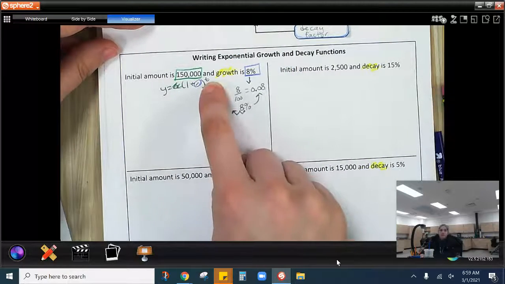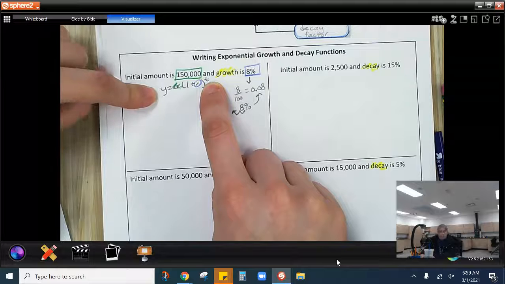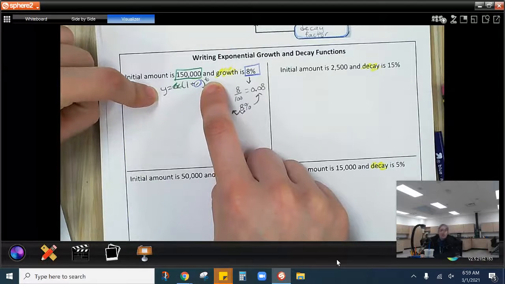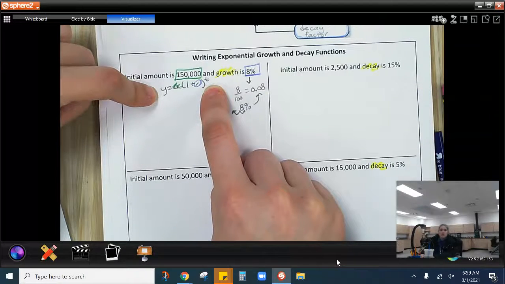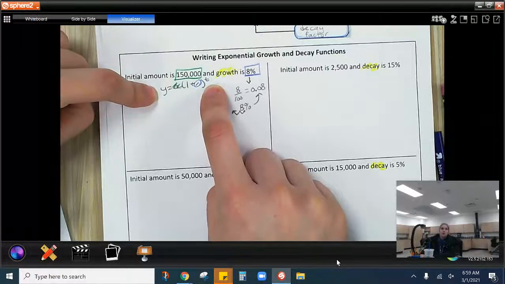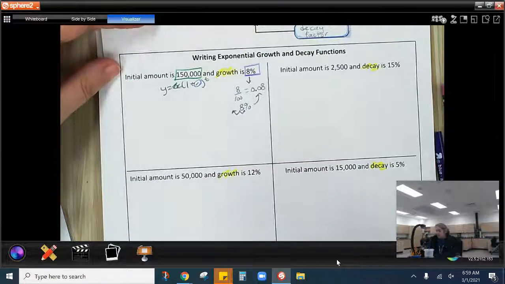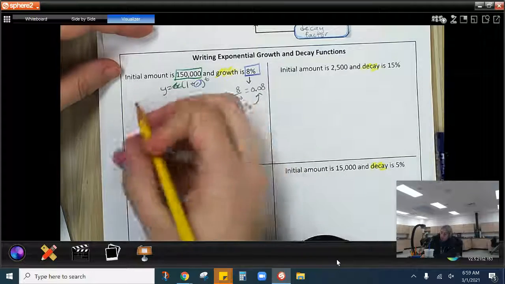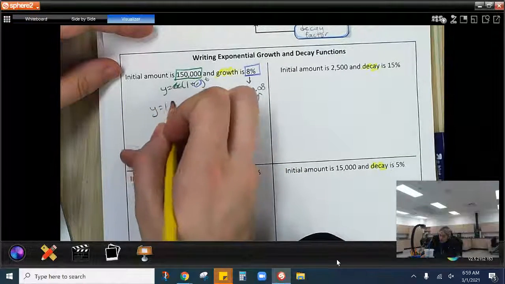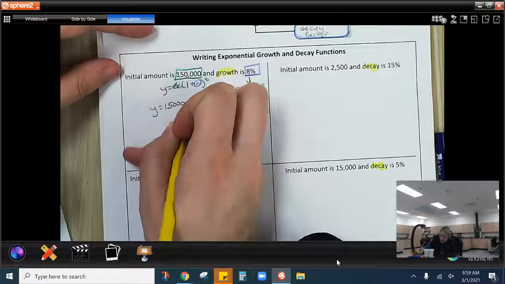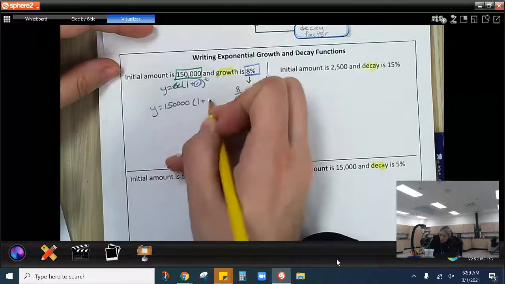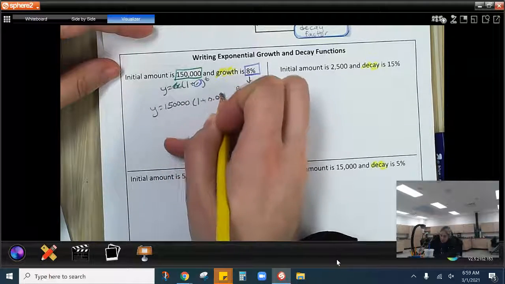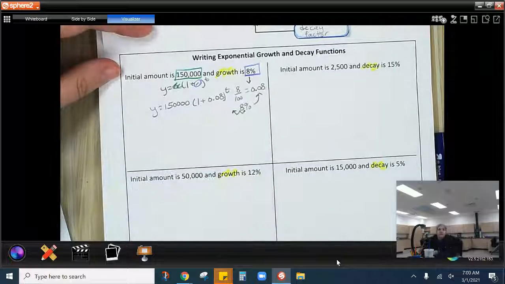Now T is just going to stay there, all right? Y and T, they just hang out until we start to graph them or until we start asking questions like, well, how much would this, I'm just going to say house, be worth in 10 years' time if it grows 8% each year? So we've got Y equals 150,000 times (1 plus 0.08) to the T. That is our function.